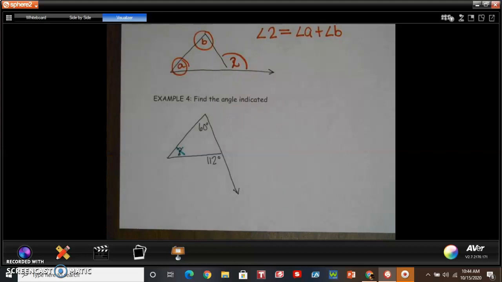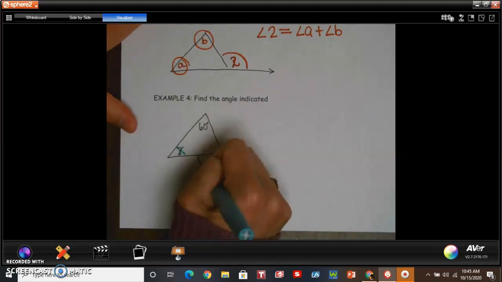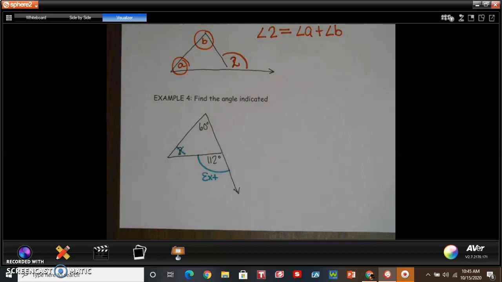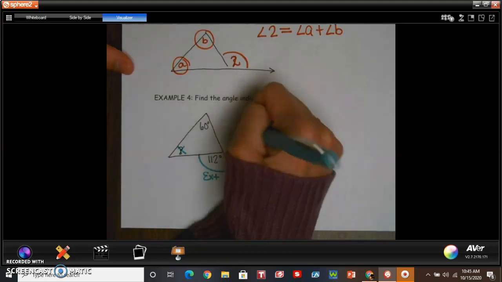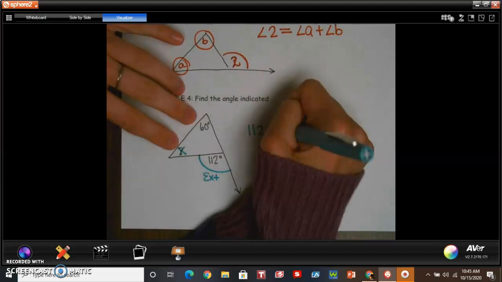So the next thing you need to do is determine who is outside. So we have x, 60, and 112. Which one is outside of our triangle? That would be 112. This is the exterior angle. And we know that our outside, 112, is equal to our inside added together, x plus 60.